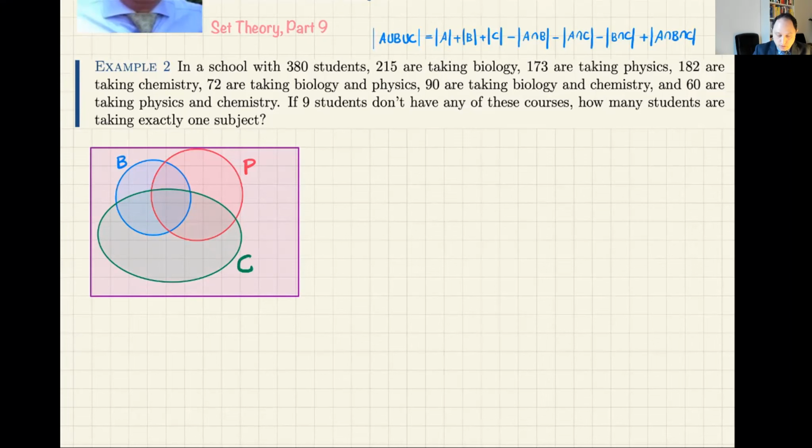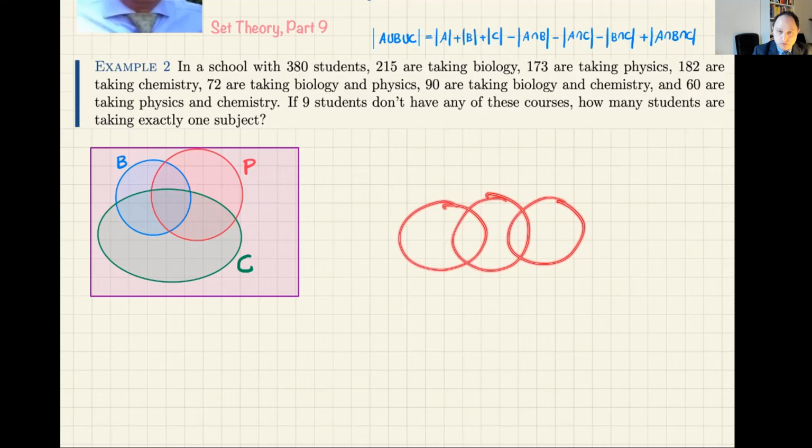Okay, so first of all, I just want to mention that you are not allowed to draw something like this, because if you draw something like this, it means that there is no intersection between this set and this set. Or you are not allowed to draw something like this, because if you call it biology, physics, and chemistry, of course physics and chemistry have something in common, physics and biology have something in common, but in this picture biology and chemistry don't have anything in common, which is not according to the problem, okay? So the most general picture that you can draw is something like this.